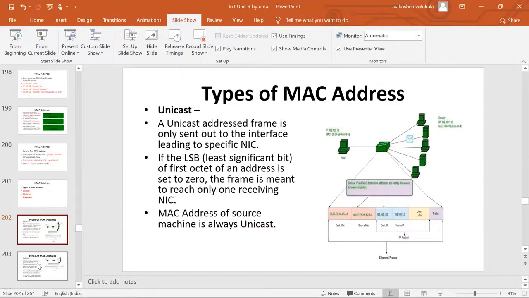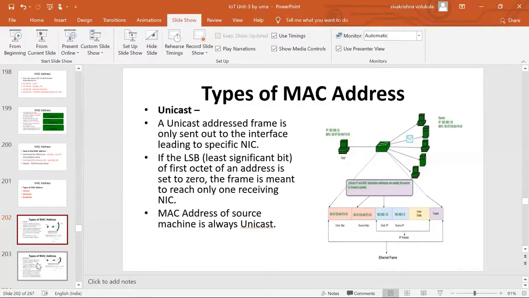Unicast address. What is a unicast here? A unicast address frame is only sent out to the interface leading to a specific NIC. It is sending the data to that specific NIC. If the least significant bit of the first octet of the address is set to 0, the frame is meant to reach only one receiving NIC. The MAC address of a source machine is always unicast.